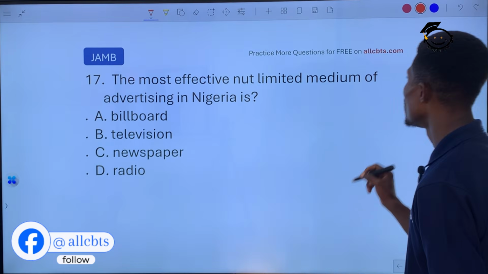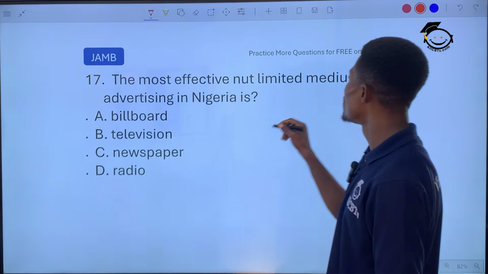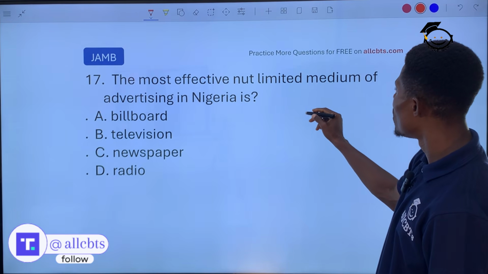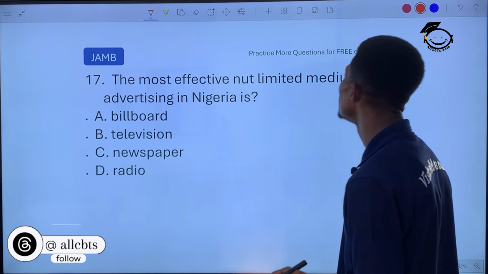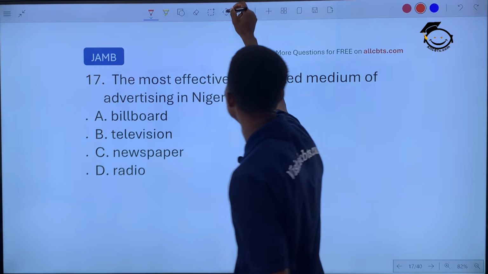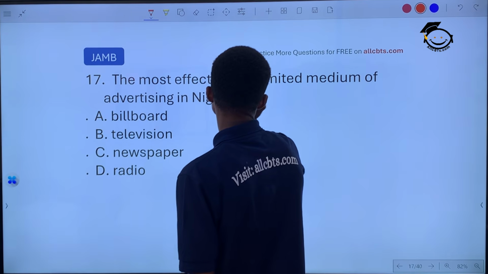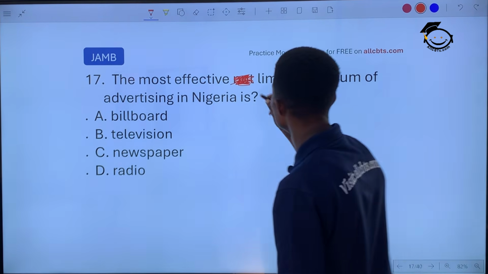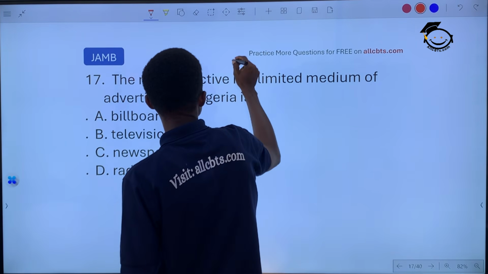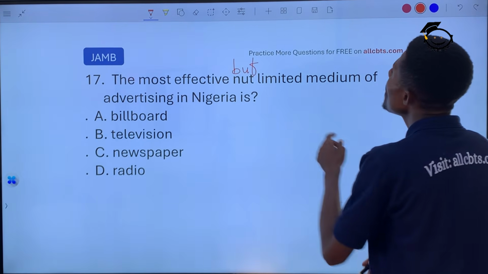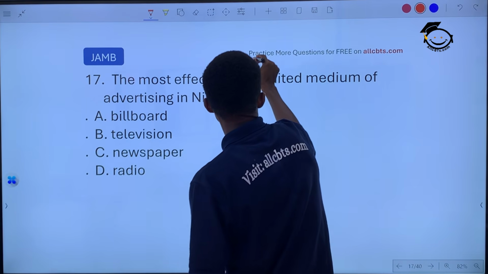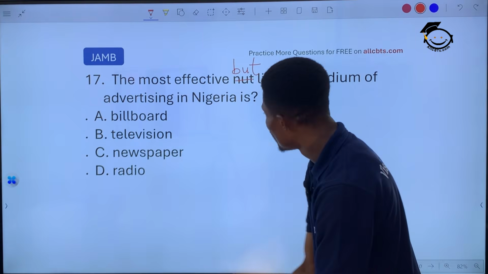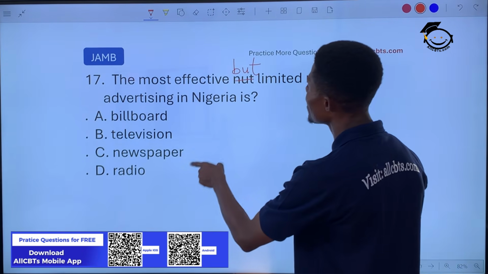Now, the most effective but limited medium. Let me correct this. Take note of this: the most effective but limited medium. Medium means a channel, a pathway. The most effective but limited medium of advertising in Nigeria is dash.